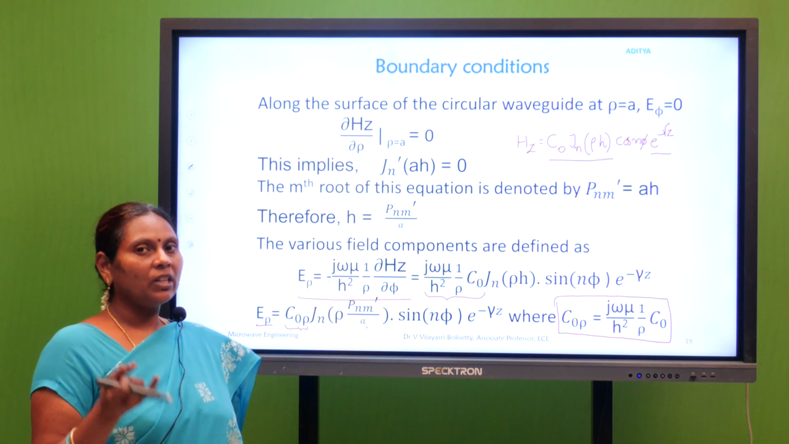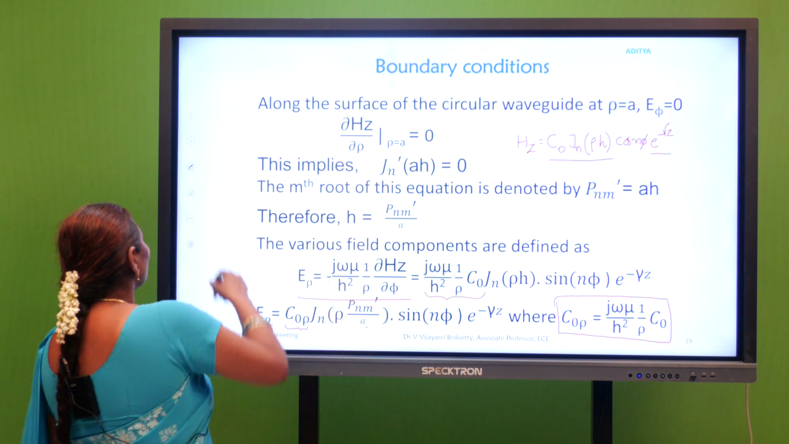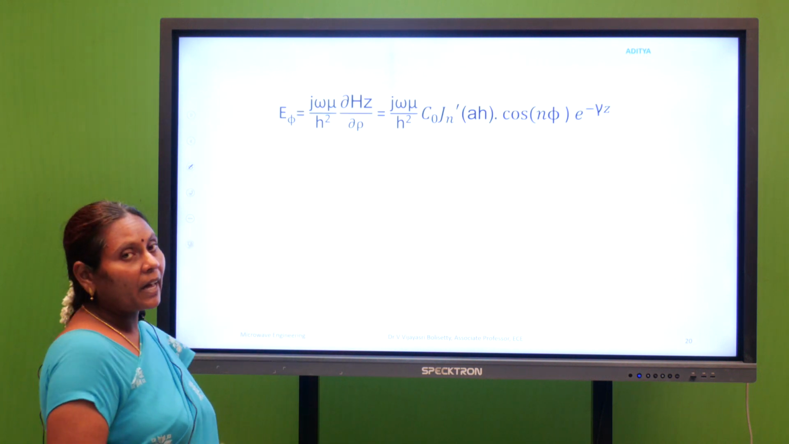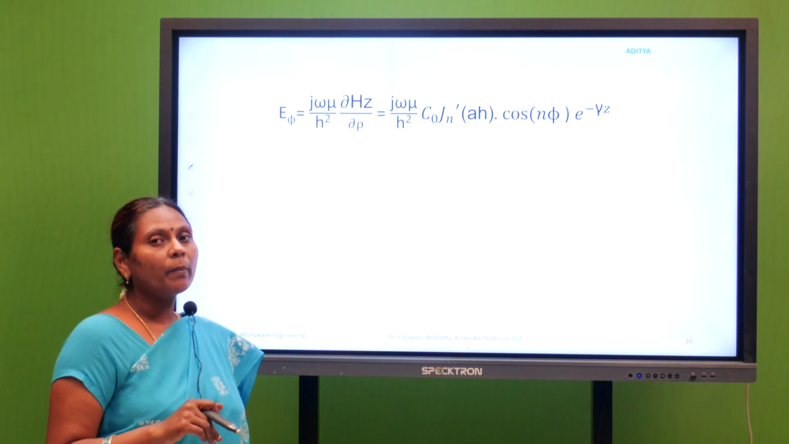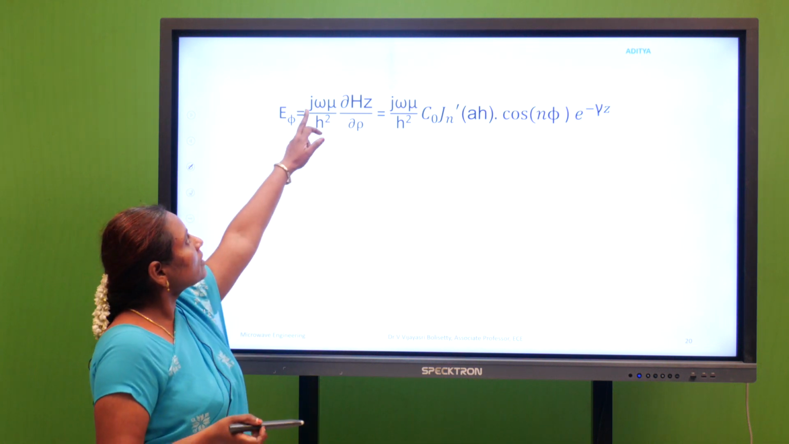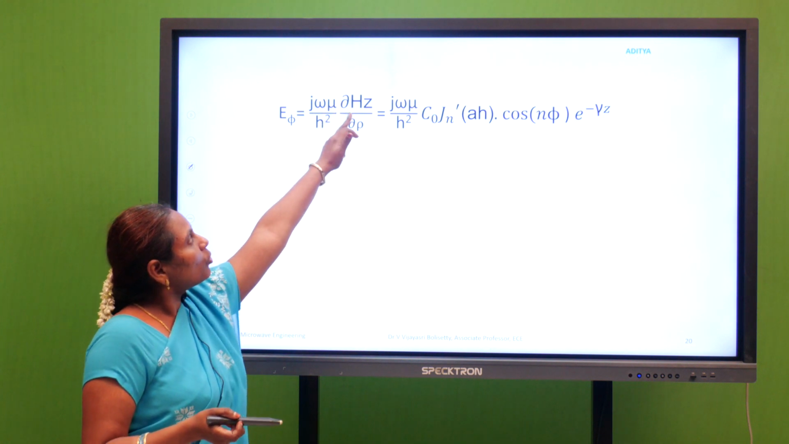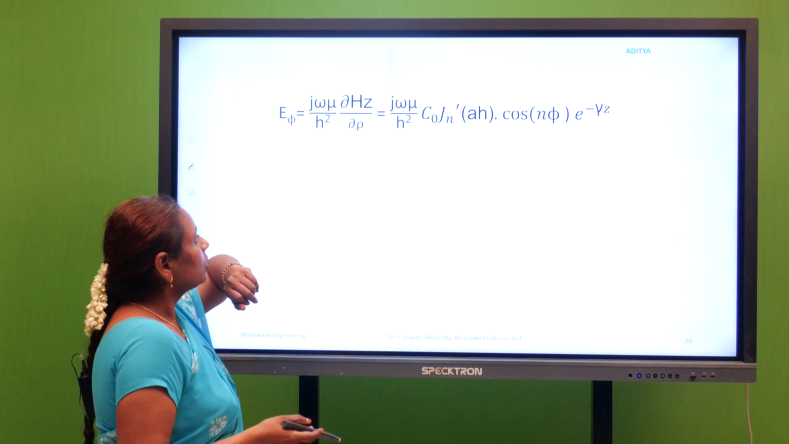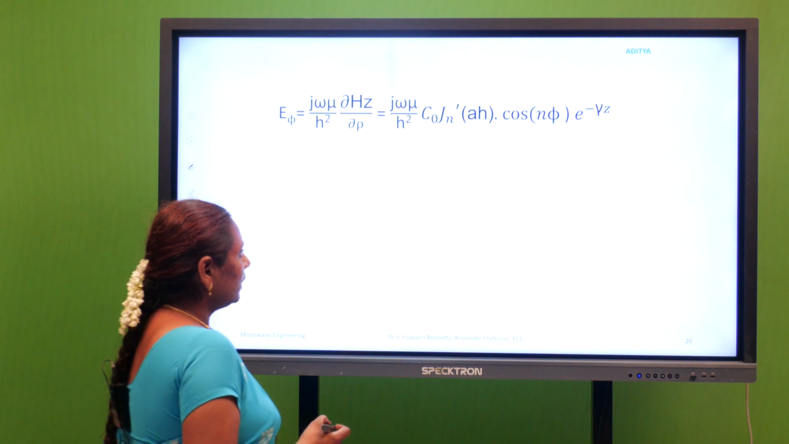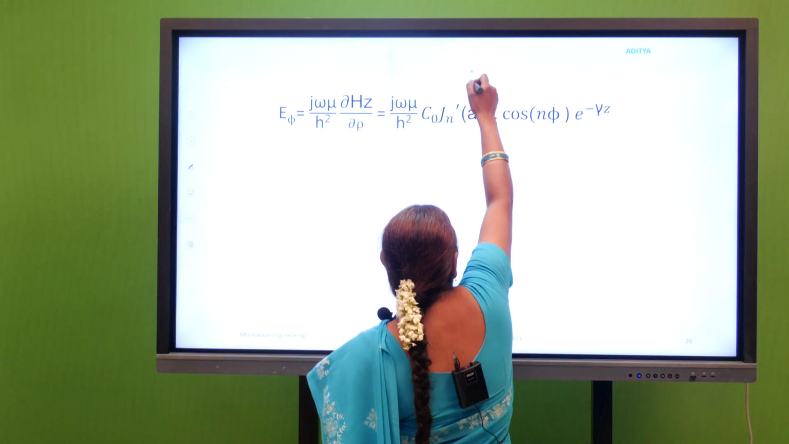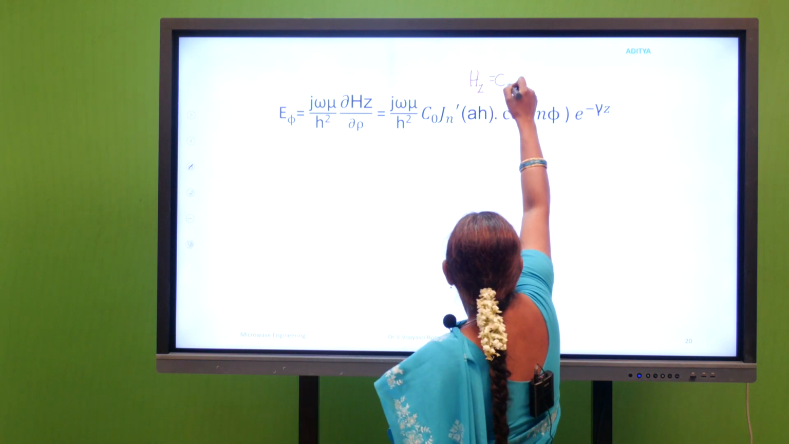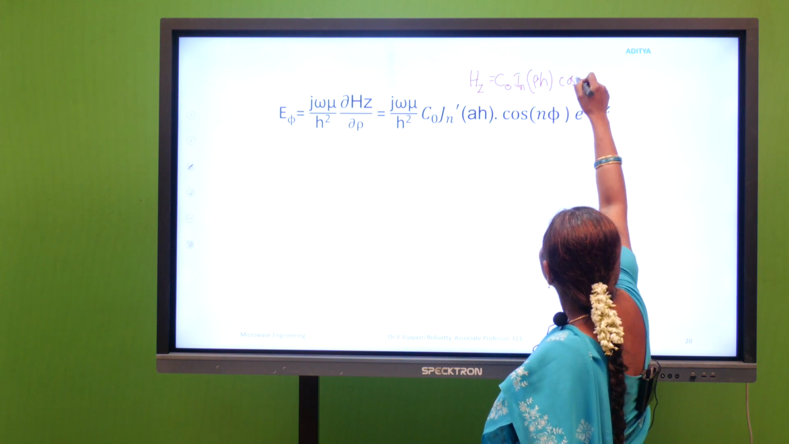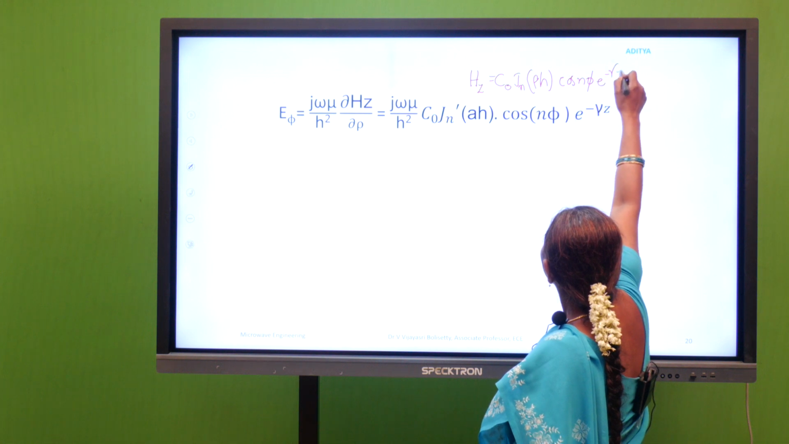Then we need to find out E phi, H rho and H phi. So, let us define how we get E phi. E phi we can obtain as j omega mu by h square dou hz by dou rho. E rho we got as minus j omega mu by h square 1 by rho dou hz by dou phi. Now, we want the differentiation of hz with respect to rho. So, let us write hz here. Hz is equal to C naught Jn of rho h cos n phi e power minus gamma z.